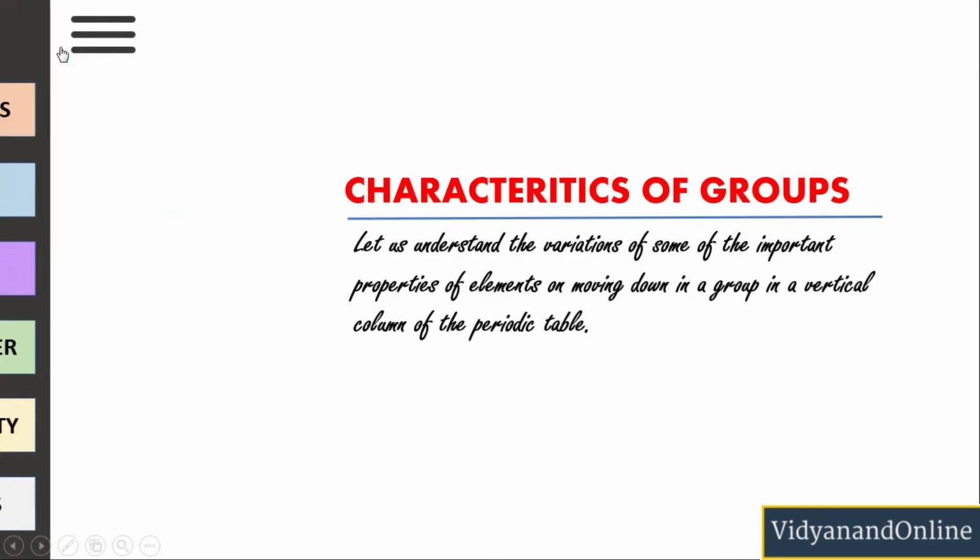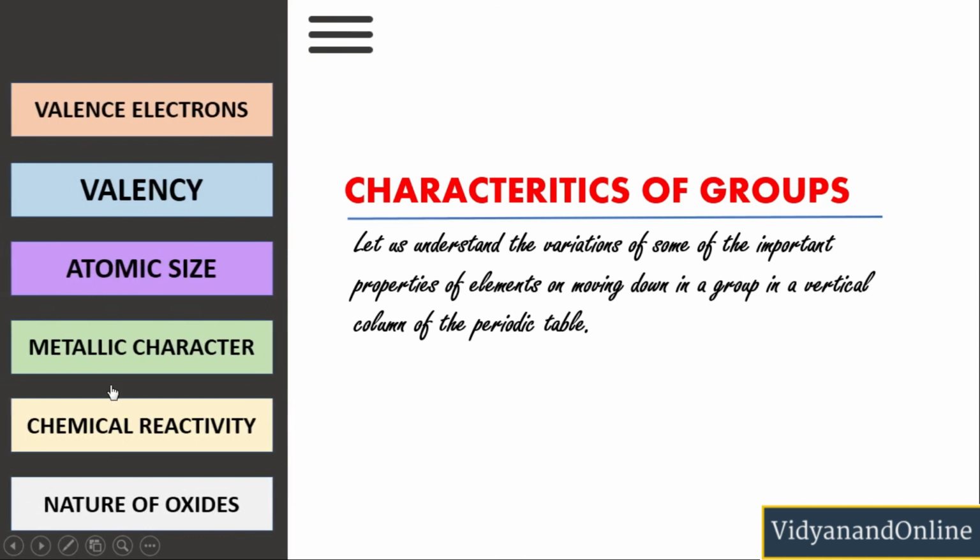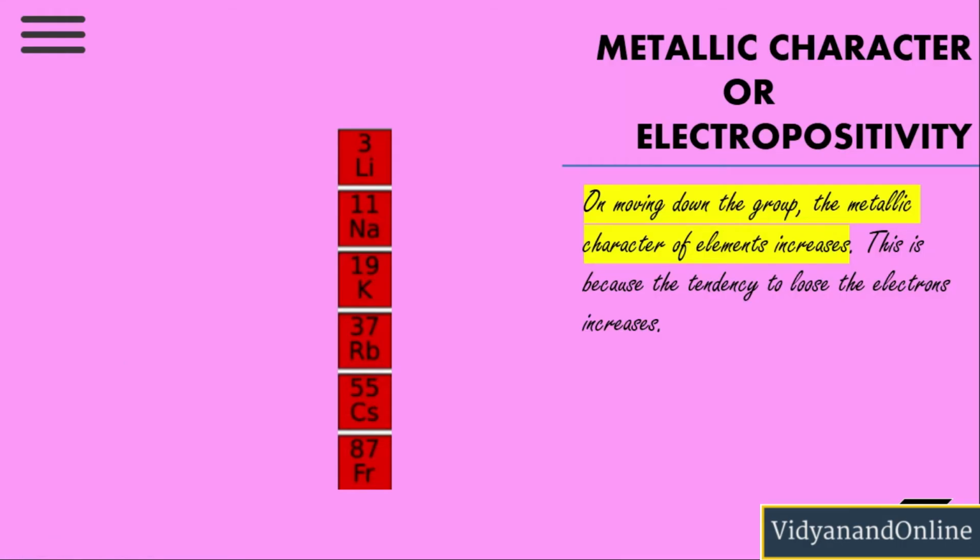Now, let us talk about another property, which is metallic character. Every metal is actually electropositive. That is why we can say metallic character or electropositivity. As you move down in the group, the metallic character of an element increases. Now, let me tell you why.